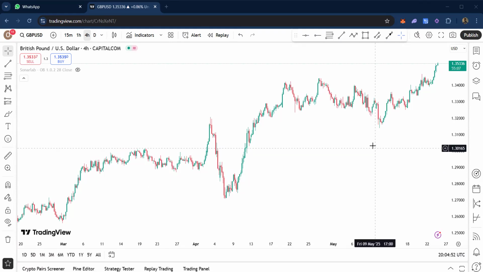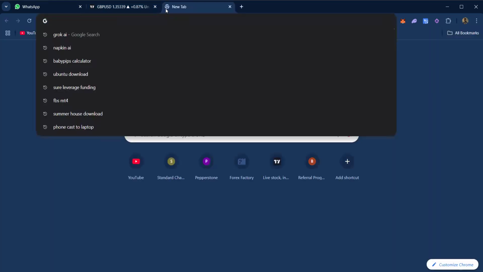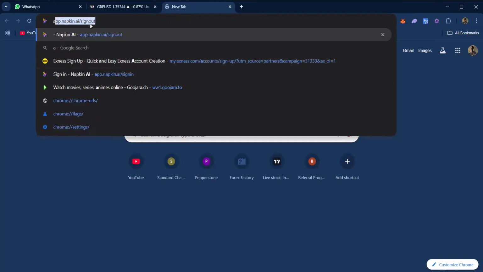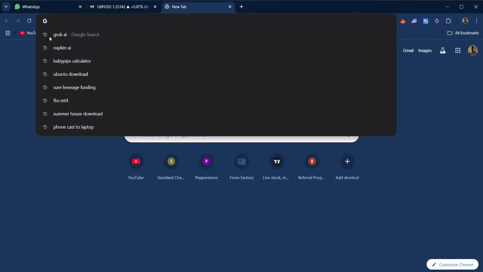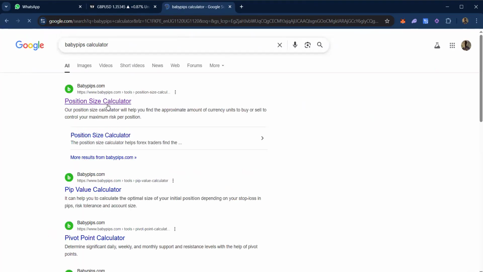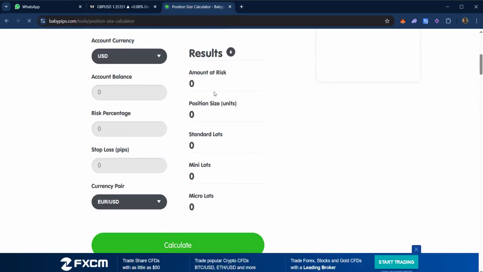Now, of course, we get the lot size from babypips.com. I'll just show you the tool. We get our lot sizing from the babypips calculator. I still use it. In those days they only had a few pairs, but I see now they've added all the pairs you may think of. I don't know if gold is there, but you can see this is a powerful tool.